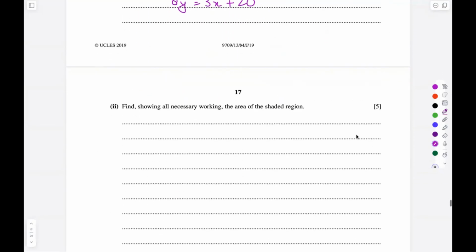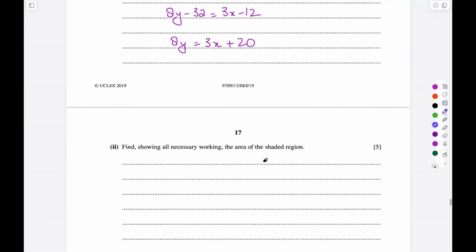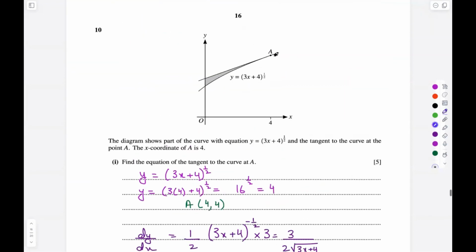In part 2, it says find, showing all necessary working, the area of the shaded region. Now, to find the area of the shaded region, first we'll have to find the area under the line, or the tangent to the curve at the point A. Then find the area under the curve and subtract the two areas.